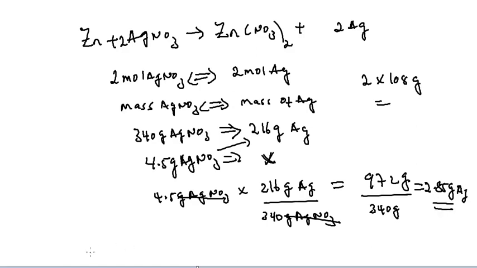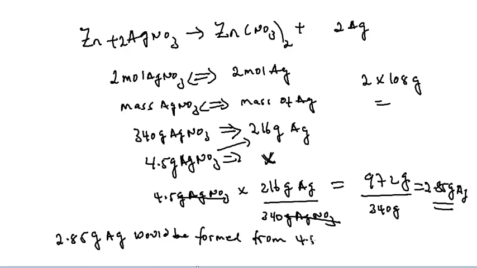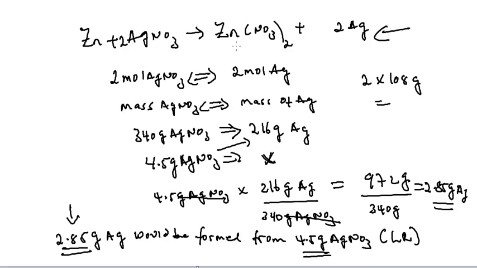So the final answer is 2.85 grams of silver would be formed from 4.5 grams of silver nitrate. The objective here is to determine which one is your limiting reactant. Once you know your limiting reactant, you can come up with the answer: how much silver can be formed, or how much zinc nitrate will be formed.